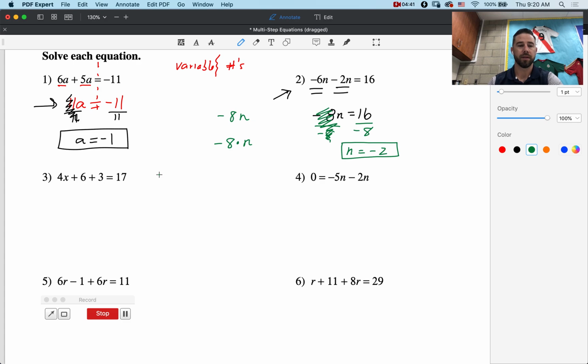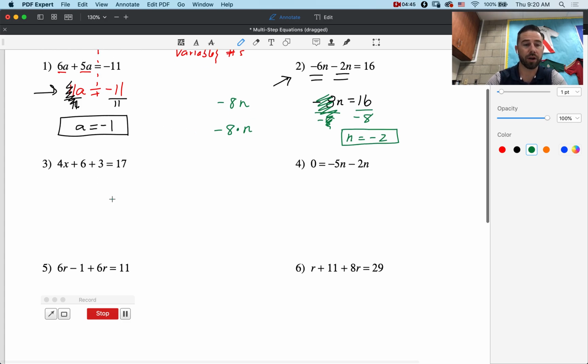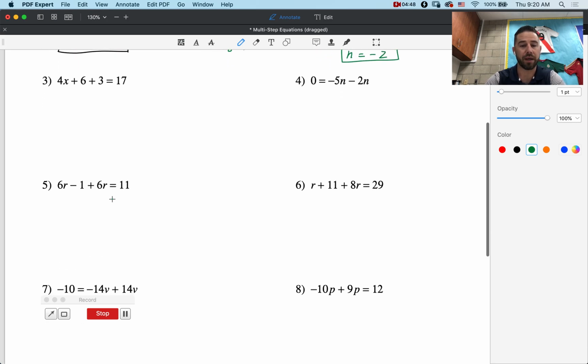Oh man, this looks a little tricky down here for number 3, and we're going to go real slow for 3 because we have more going on here. This is kind of a 2-step equation. This one's a 3-step equation.